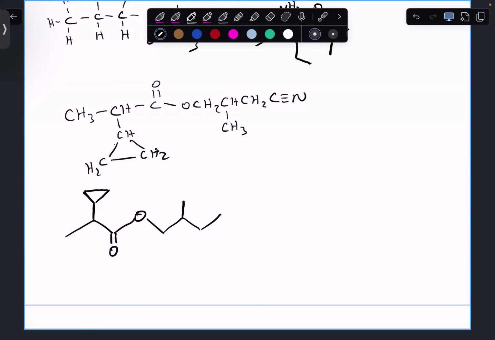And then lastly, on that terminal carbon, you have a triple bond to nitrogen. So that would be right here. I'm going to just stick a triple bond in.